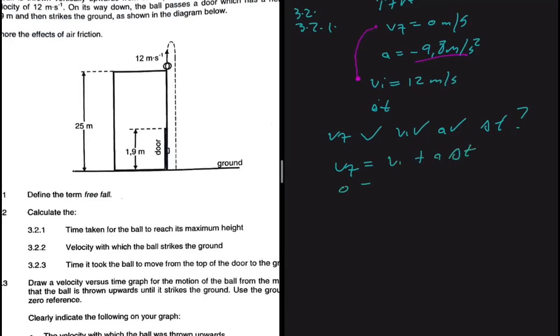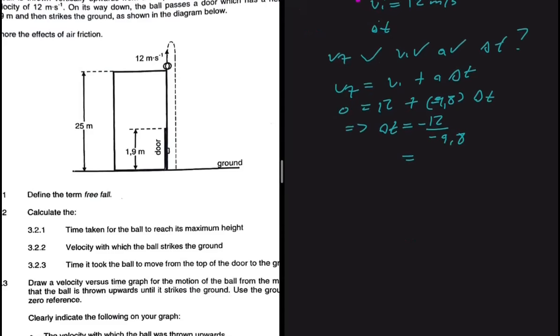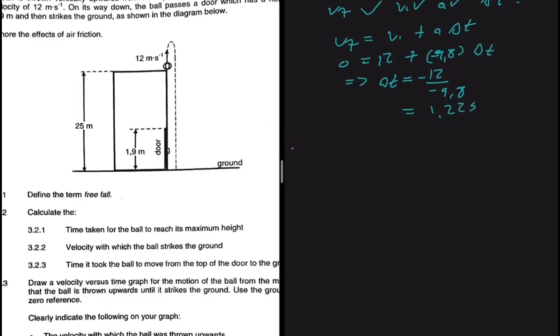We're saying that VF is 0. What is VI? It's 12 meters per second, right? So we put it as it is without a negative sign because we're taking up as positive, and then plus A, which is minus 9.8, multiplied by delta t. So now it should be easy to see that delta t will be equal to minus 12 divided by minus 9.8, right? And if you put that in a calculator, you should get a time of 1.22 seconds.